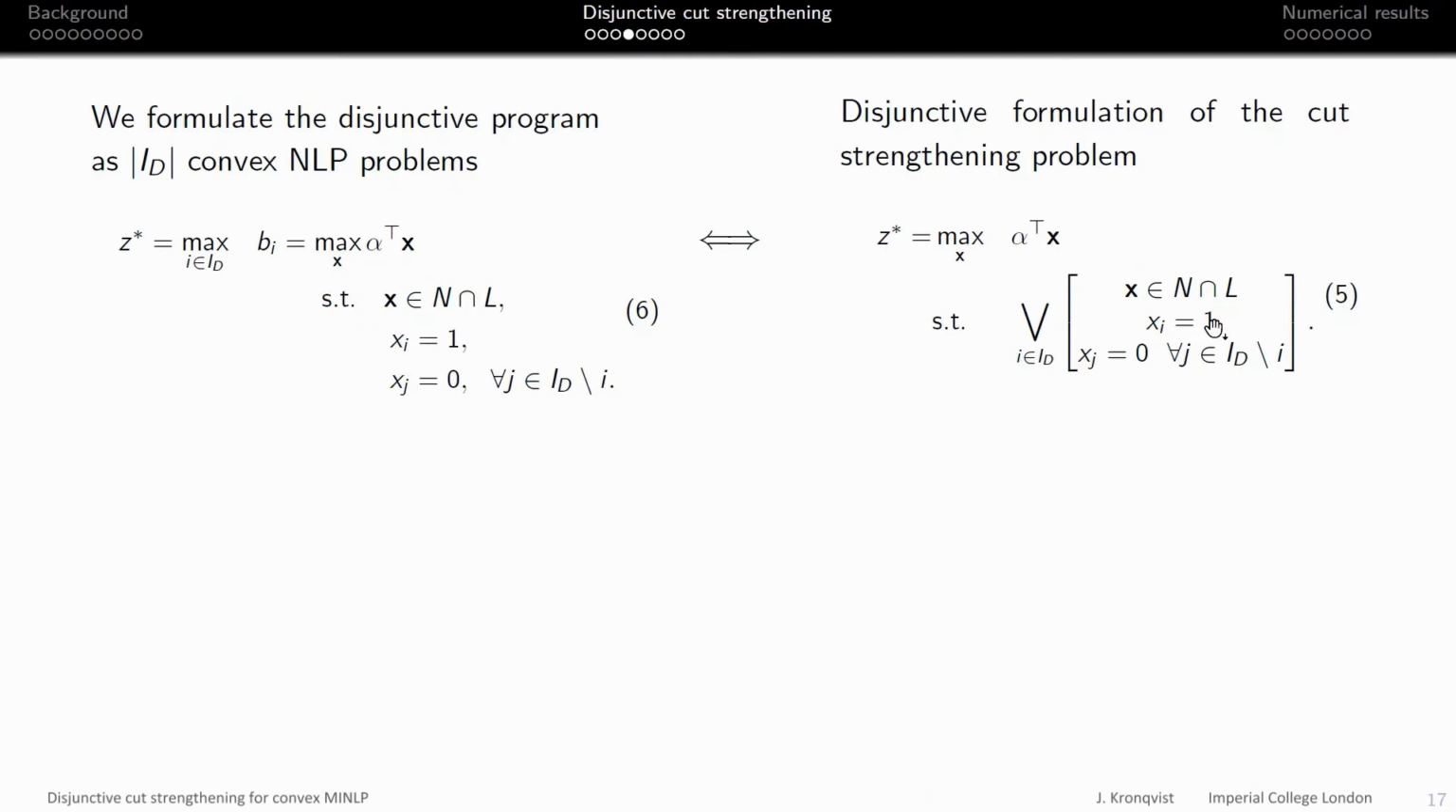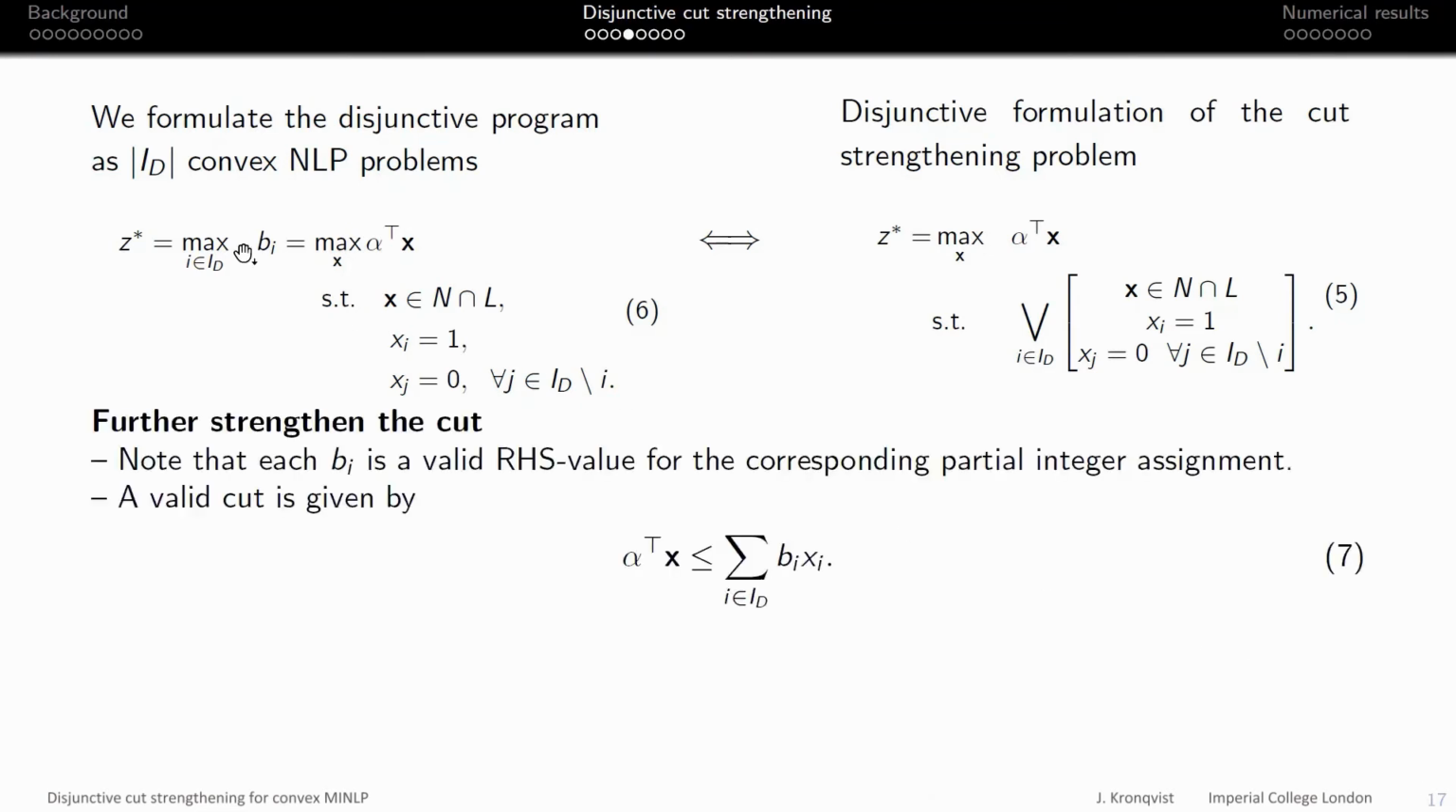So for each term of the disjunction, we form an individual convex NLP problem that can be solved efficiently. And by solving all of these problems and selecting z star as the maximum of the coefficients bi, we are able to obtain the optimal solution to our disjunctive program. Furthermore, by solving this as individual convex NLP problems, we are also able to further strengthen the cut. Because here, each of the coefficients bi will actually be a valid right-hand side value for that specific integer assignment.